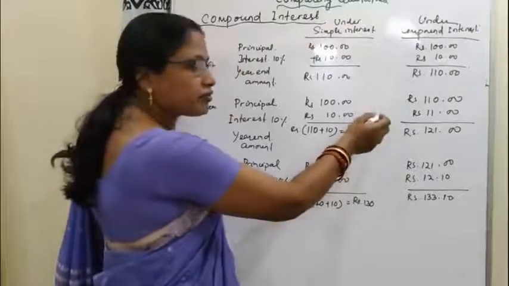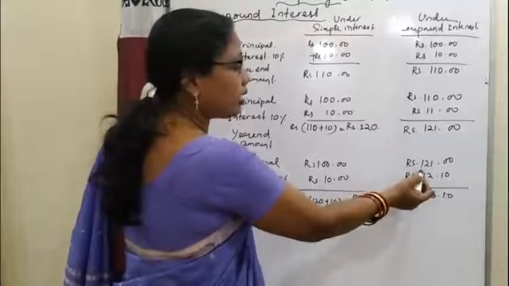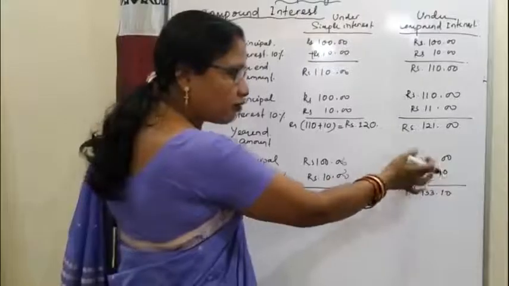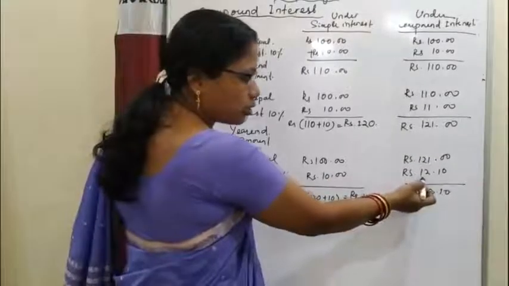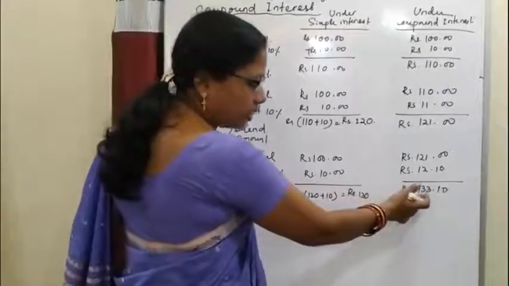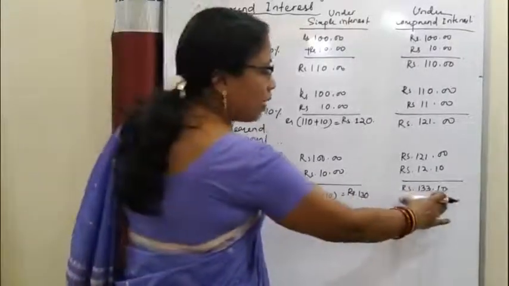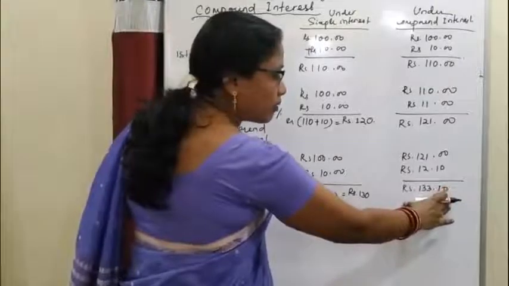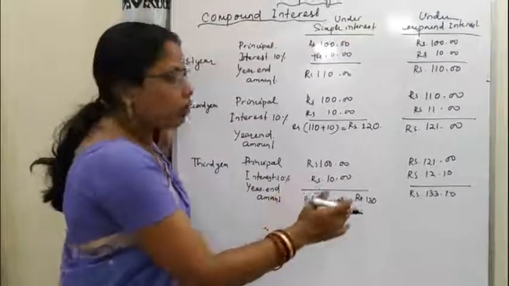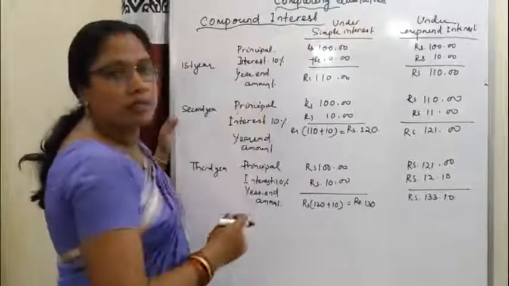And the amount of second year will be the principal of third year. So principal at the third year is 121 rupees and interest is 10% of 121 rupees. So this is rupees 12.10 and the amount at the end of third year is 133.10 rupees. So this is the amount if we calculate under compound interest, and this is the amount under simple interest. Which is more? The compound interest is more. So these are calculated on the principal 100 rupees.